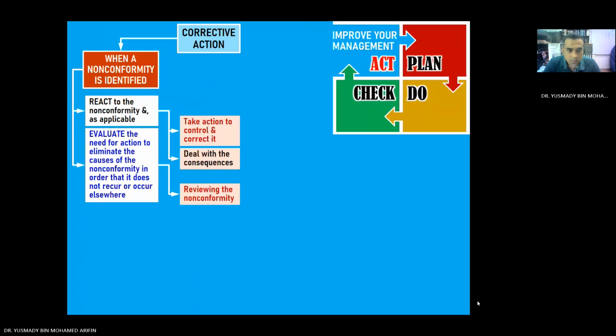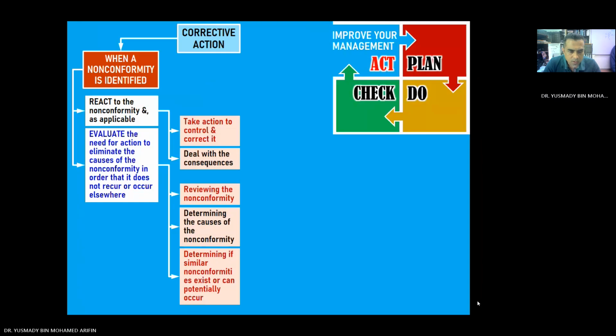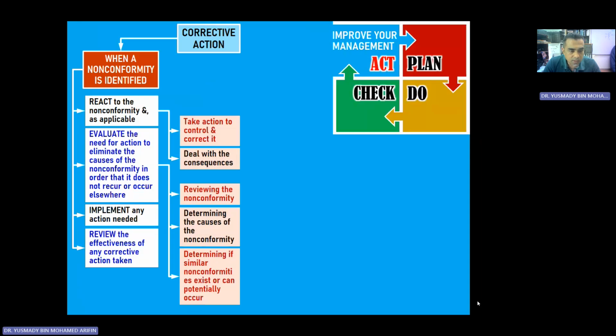By reviewing the non-conformity, determining the causes of the non-conformity, and also determining if similar non-conformities exist or can potentially occur. And also we need to implement any action needed. We need to review the effectiveness of any corrective action taken. And also we need to make changes to the energy management system if necessary.